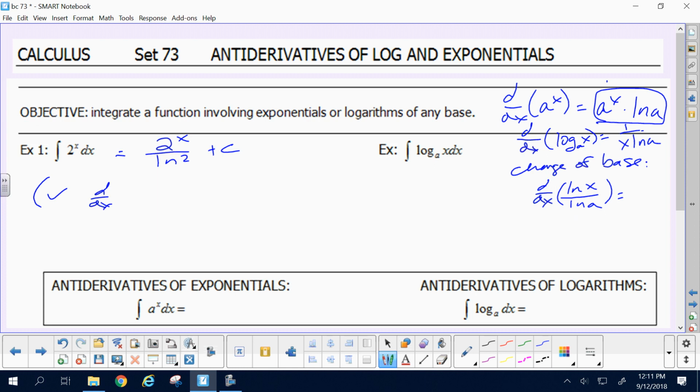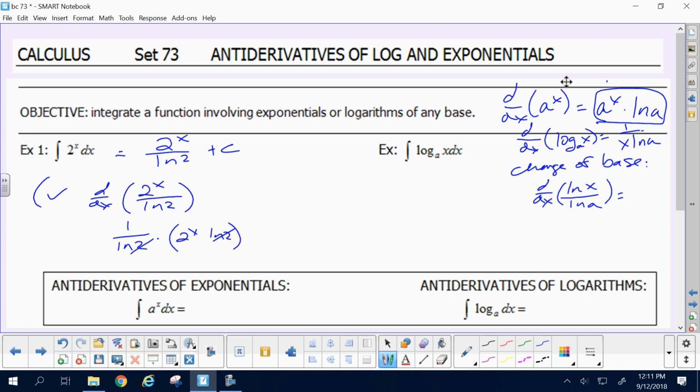Now, if you were to check that, you could check that by taking the derivative. If we took the derivative of 2 to the x over natural log of 2, plus c obviously wouldn't matter, then the 1 over log 2 is a constant. What's the derivative of 2 to the x? 2 to the x log of 2. And so, yeah, that seems just right.